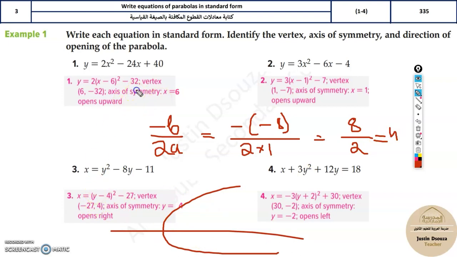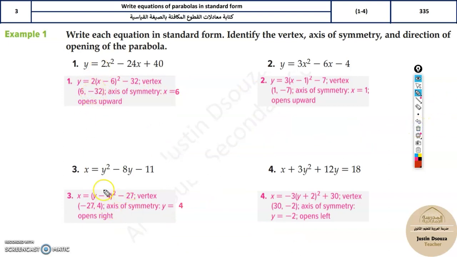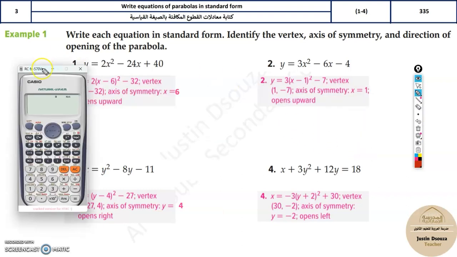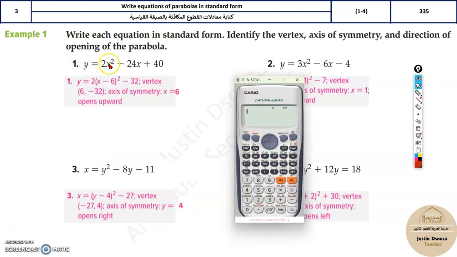Now, we found our axis of symmetry and we found this particular value in the vertex. How do we find the other value? In this case, when x equals y squared, we find the axis of symmetry y value and this y value. How do we find the others? Very simple. Take out your calculator. Whatever axis of symmetry you get, put it in the equation.